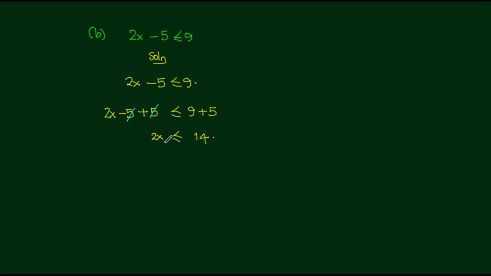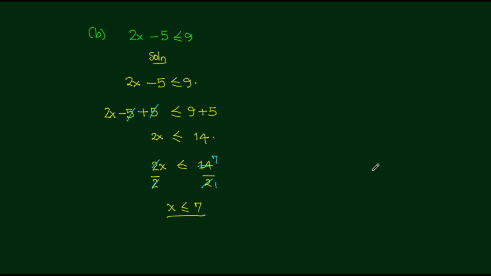So to get x, we need to divide both sides of this inequality by 2. So we recopy everything to get a fresh solution, and we divide: 2 by 2 goes to 1, and 14 by 2 we have 7. So we can collect our final result here, that x is less than or equal to 7.